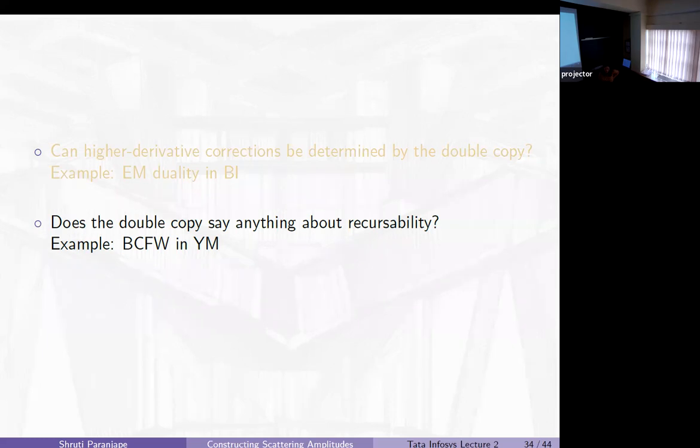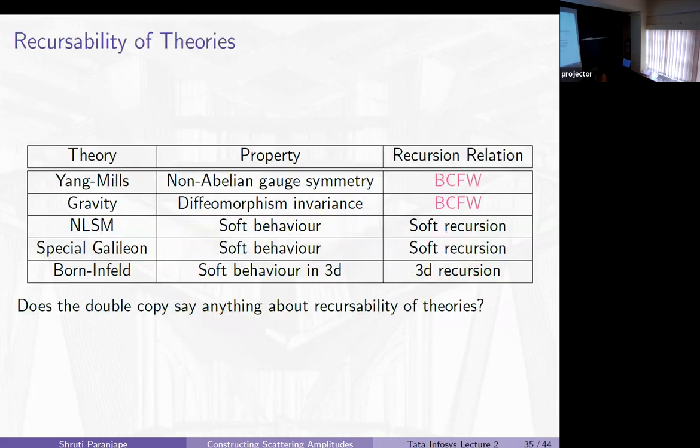You get something called the special Galileon theory. It's a theory of scalars that shows up in some scenarios. Nice. It has some nice properties. Okay. So good.